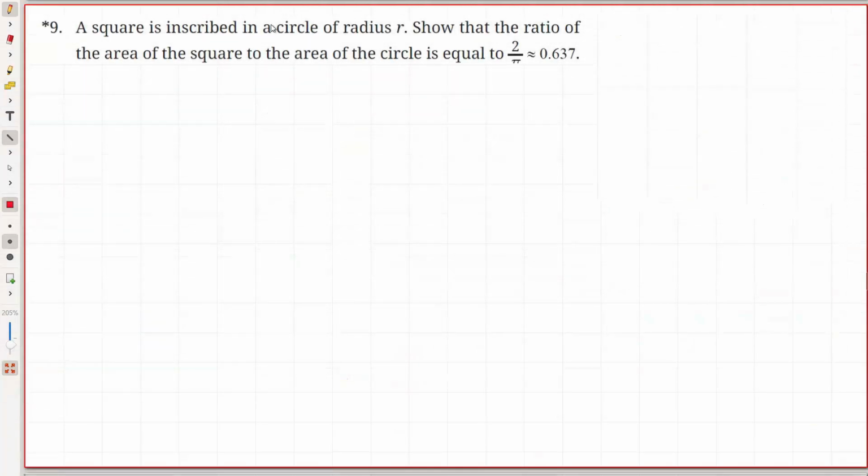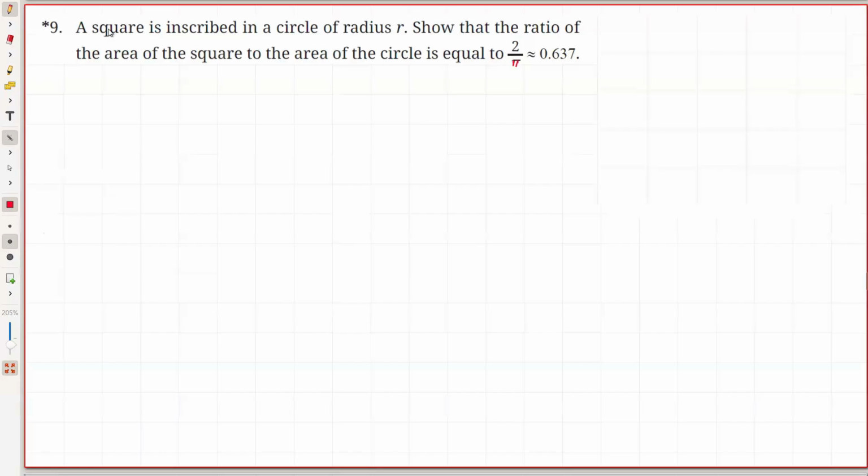Question number 9. A square is inscribed in a circle of radius r. Show that the ratio of the area of the square to the area of the circle is equal to 2 by pi, approximately 0.637. We have to prove it.